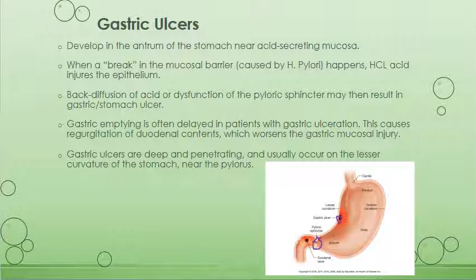Gastric emptying is often delayed in patients with gastric ulcerations. This causes regurgitation of the duodenal contents, which worsens the gastric mucosal injury. So as even more gastric acid flows back up, we have even more injury. Gastric ulcers are deep and penetrating and usually occur on the lesser curvature of the stomach near the pylorus, and this is the lesser curvature of the stomach. Here's your greater curvature out here, but the lesser curvature is where it's most likely to happen.